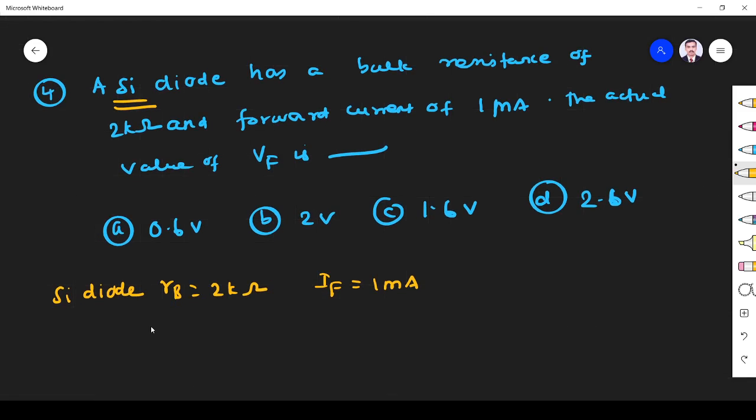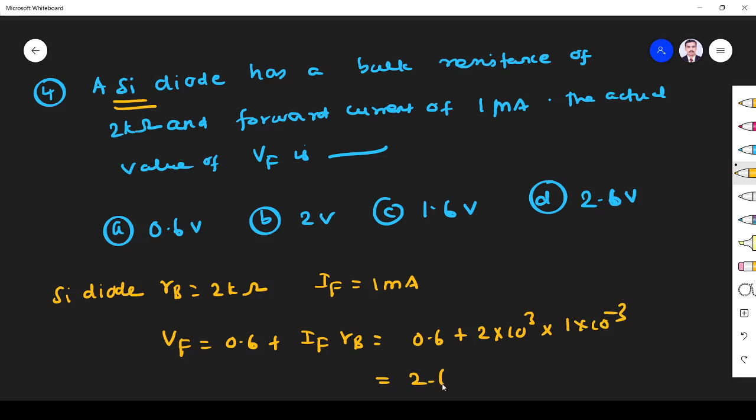For silicon diode, forward voltage VF is equal to 0.6 plus IF into RB. So 0.6 plus, 2K is 2 into 10 power 3, IF is 1 into 10 power minus 3. So it is 2.6 volt. Here option D is the right answer.